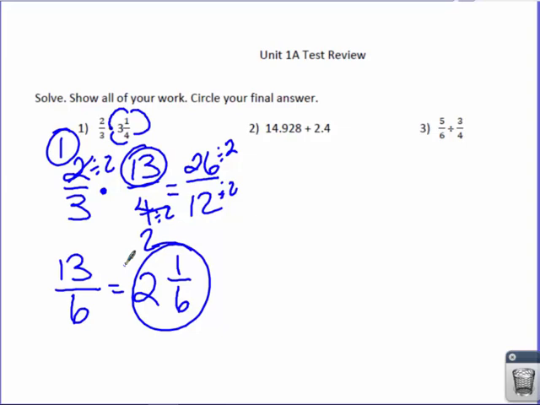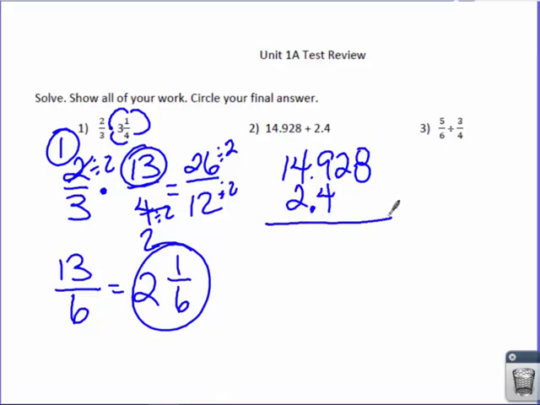Now, number 2 is an addition of decimals problem. And we know to add decimals, I must line my decimals up. So I rewrite 14.928. Then I take the 2.4 and I write it around my decimal point. I like putting the decimal in first and then writing the 2 and the 4. We can add in some placeholders right here if you want to. You don't have to do that in addition, but it is good practice.